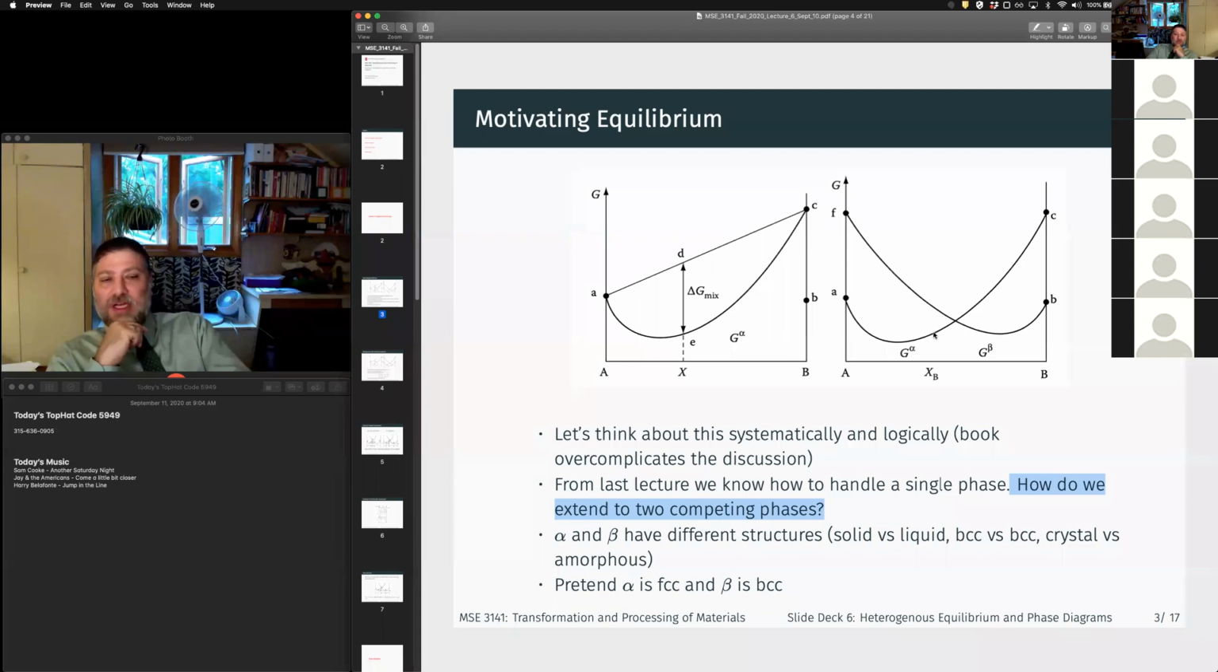How do we guarantee that we're in the minimum free energy configuration? Obviously, if I just have a mixture of alpha at this concentration and a mixture of beta here, and this is my overall composition, if I take these two free energies at equal portions, I know that I'm not going to be at the minimum.